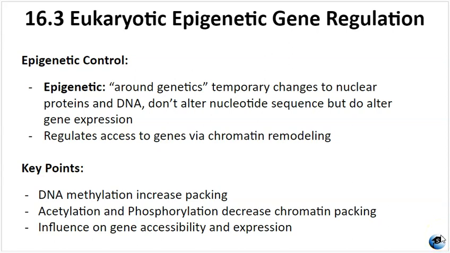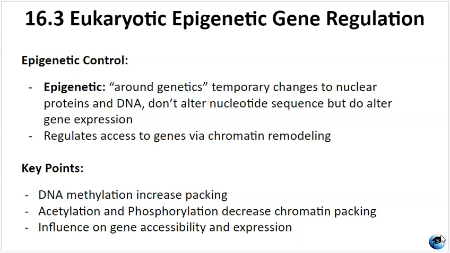Epigenetic control refers to the regulation of gene expression through temporary changes to nuclear proteins and DNA without altering the actual nucleotide sequence. These modifications help determine which genes are accessible and expressed, and one of the primary mechanisms of epigenetic control is chromatin remodeling, which affects how tightly the DNA is packaged around histone proteins.